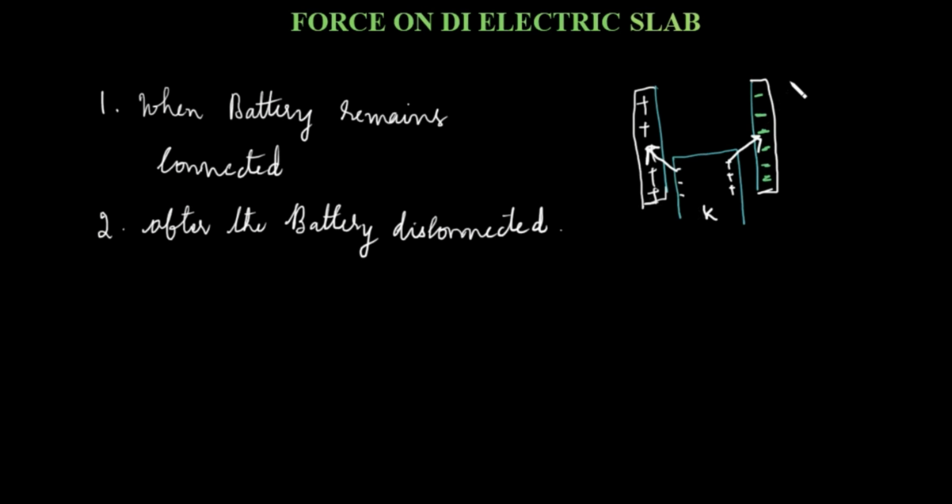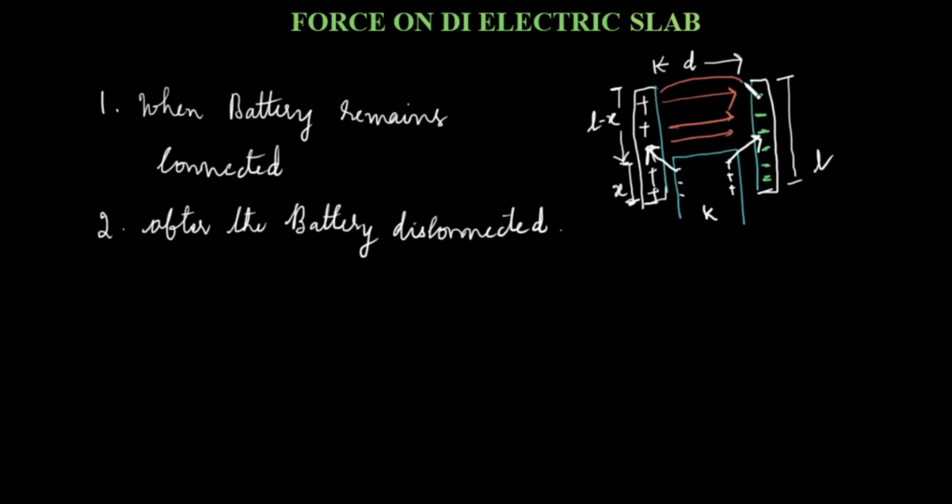Now let the total length of the plate be L, and the width of the plate be B. Let us take the length up to which we have the dielectric as X. Then the remaining will become L minus X. The separation between the plates is D. Now the electric field lines will move from positive to negative in this direction. Here at the edges you will have some fringing effect.